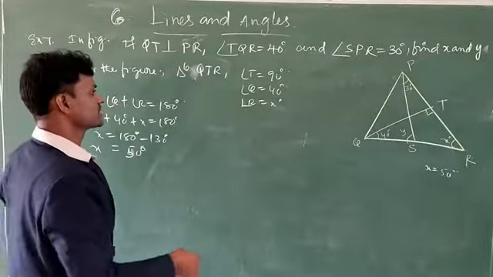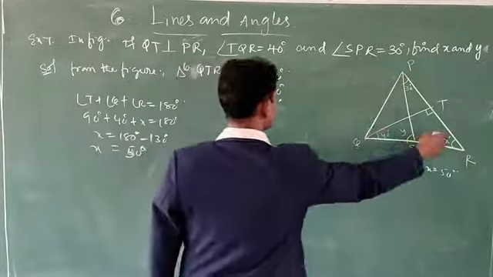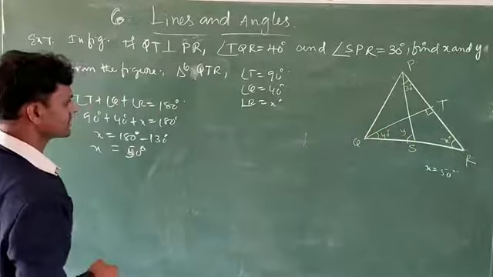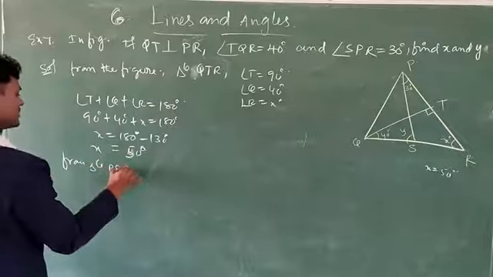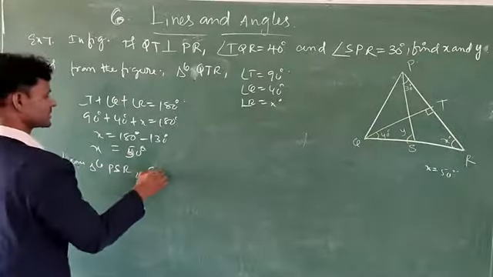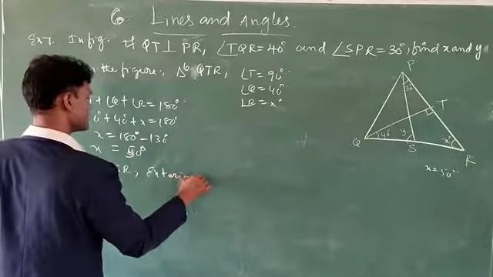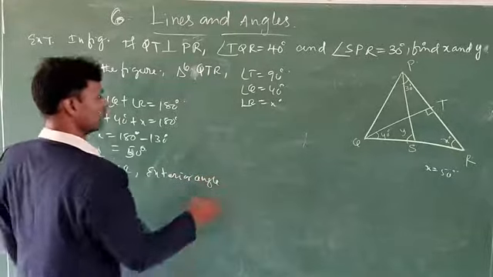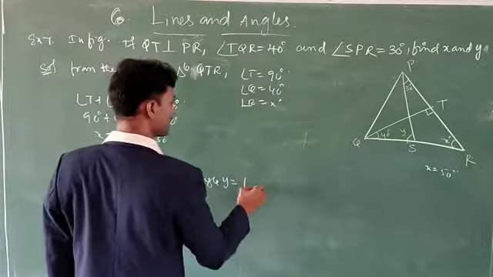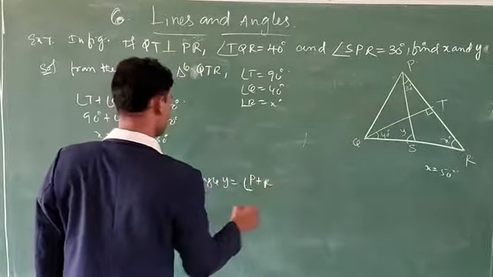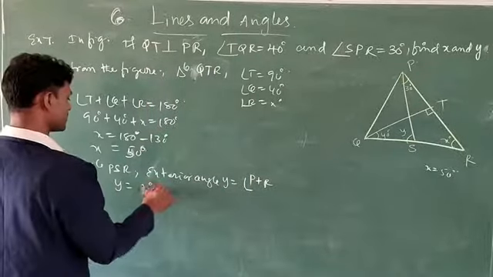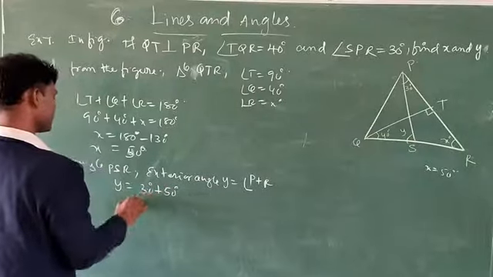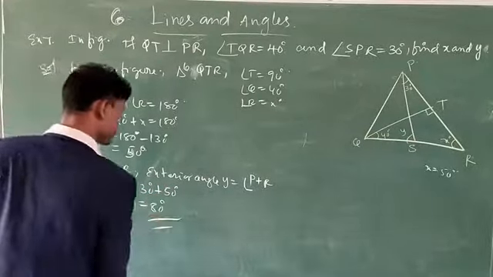Now same here, from triangle PSR, the exterior angle y is equal to the sum of the two angles, angle P plus angle R. Here y is equal to angle P, which is 30 degrees, plus x, which is 50. Then y is equal to 80 degrees. Note down.